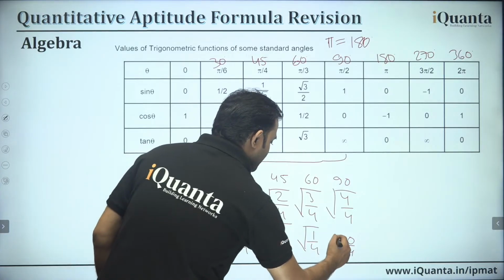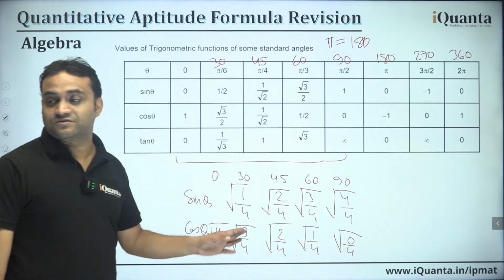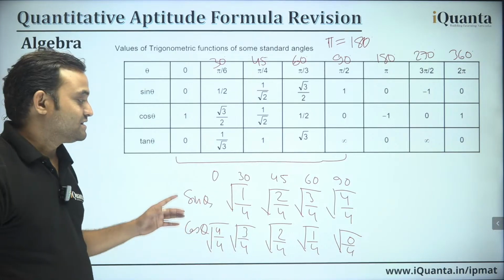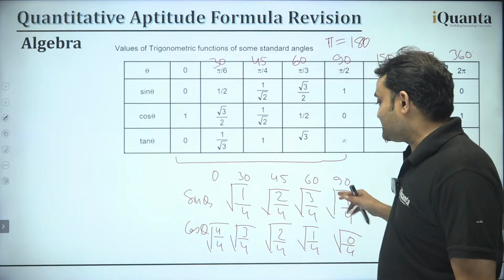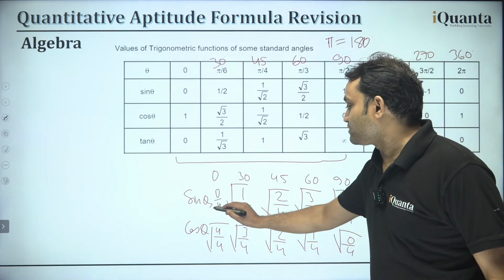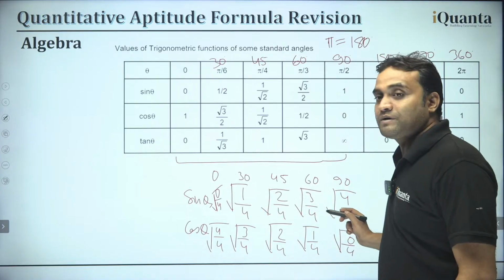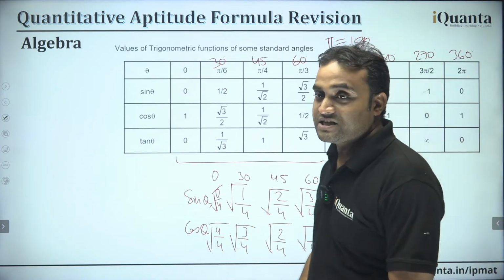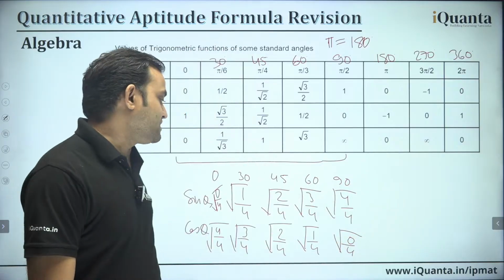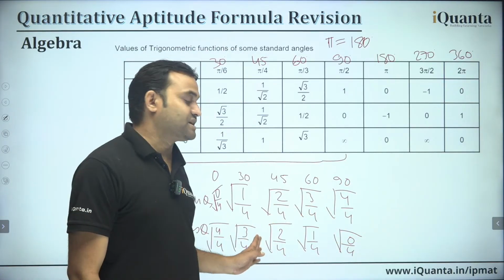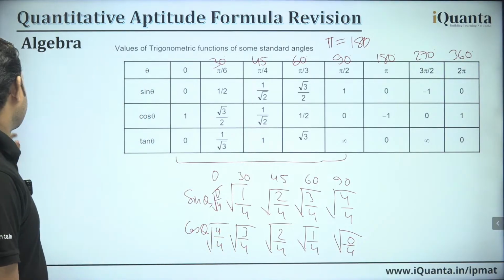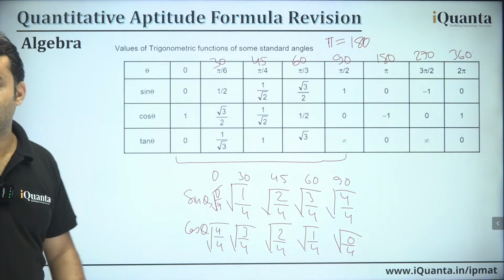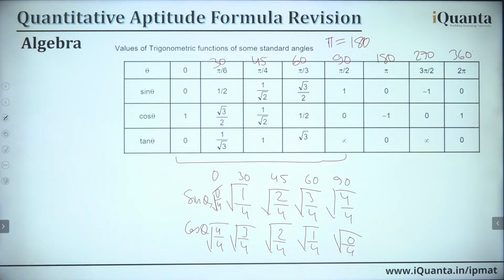So if you are having difficulty remembering these values, you can use this shortcut. Write down 0 to 90, then 0, 1, 2, 3, 4, divide all the values by 4, take the square root. In case of cos theta, write down 4, 3, 2, 1, 0, divide all the values by 4, take the square root. You get the values. Very interesting way to remember the values of sin theta and cos theta from 0 degree to 90 degree.